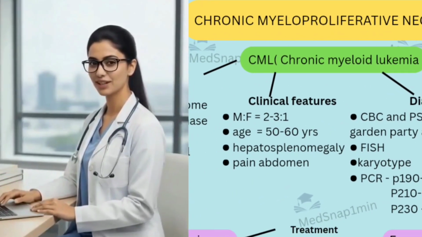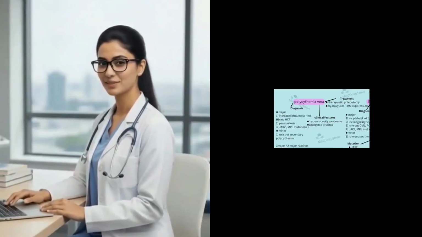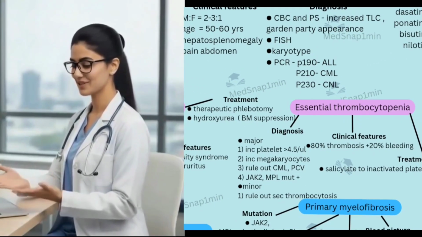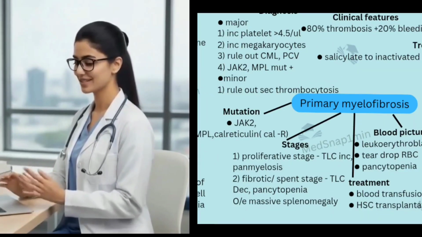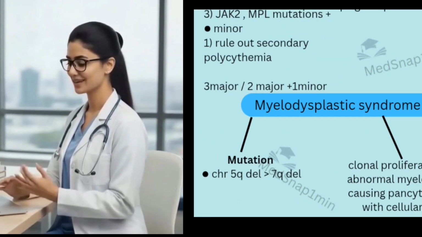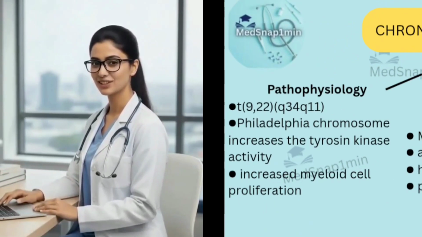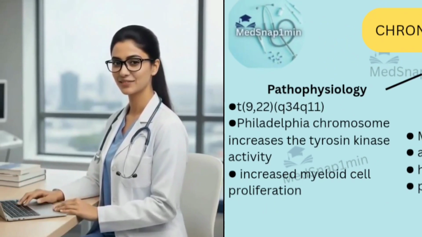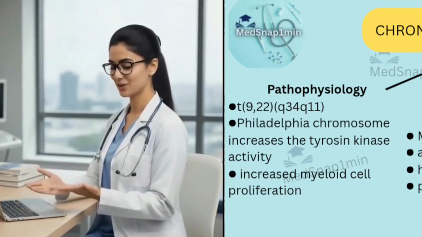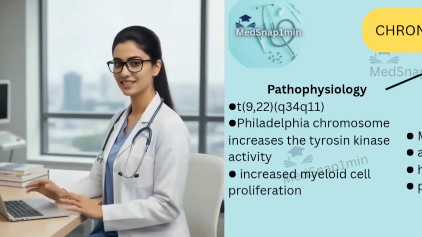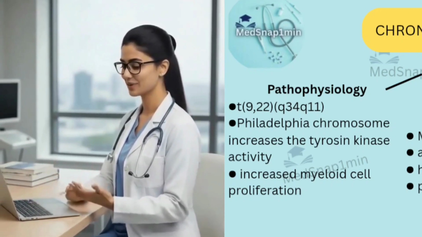It includes chronic myeloid leukemia, polycythemia vera, essential thrombocythemia, primary myelofibrosis, and myelodysplastic syndrome. In CML, the main pathophysiology includes translocation 9;22, leading to the Philadelphia chromosome formation, thus increasing the tyrosine kinase activity, leading to increased myeloid cell proliferation.